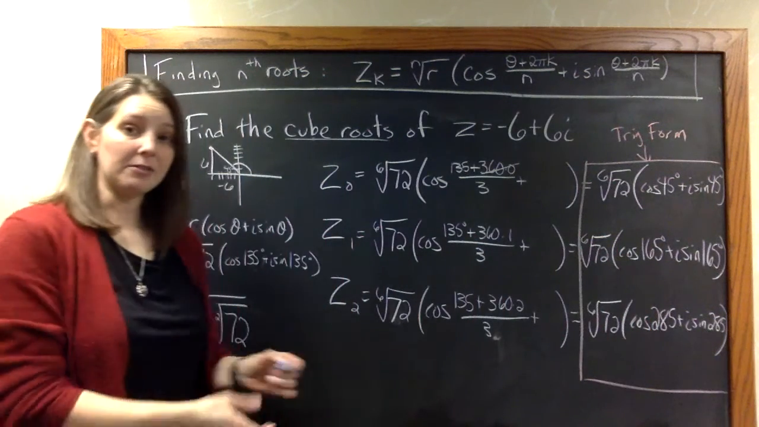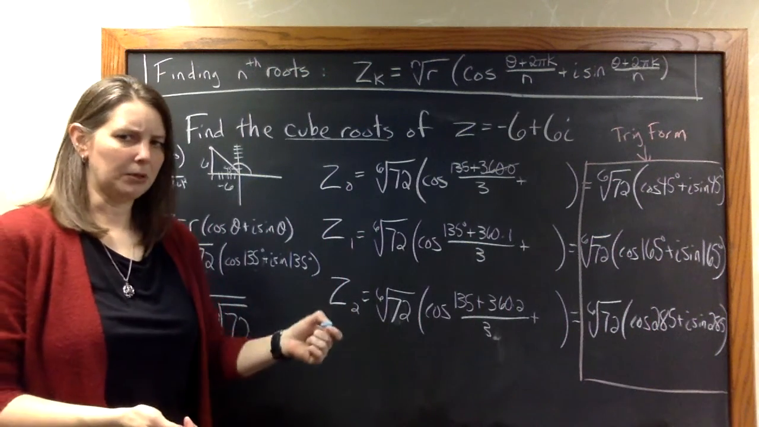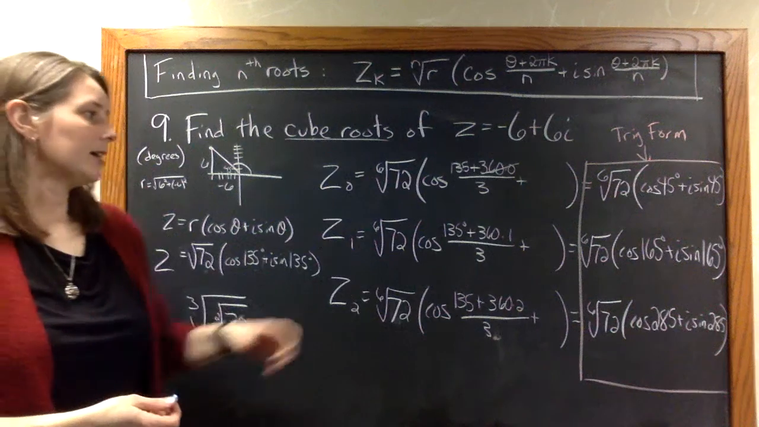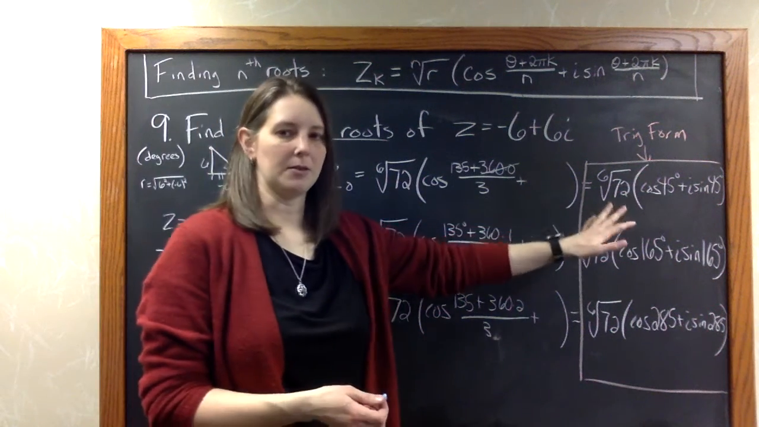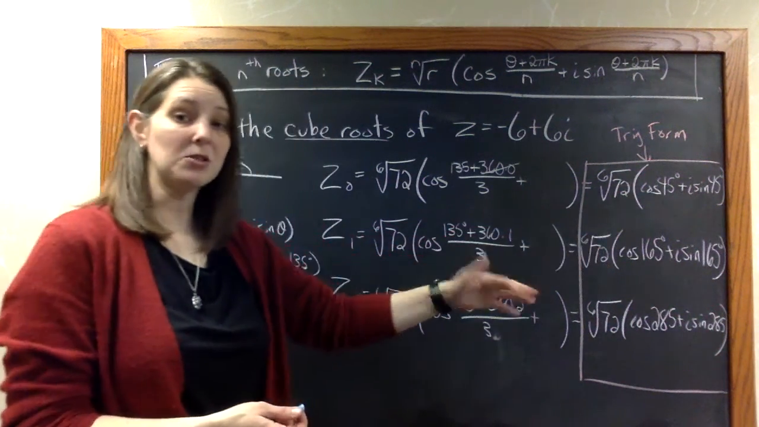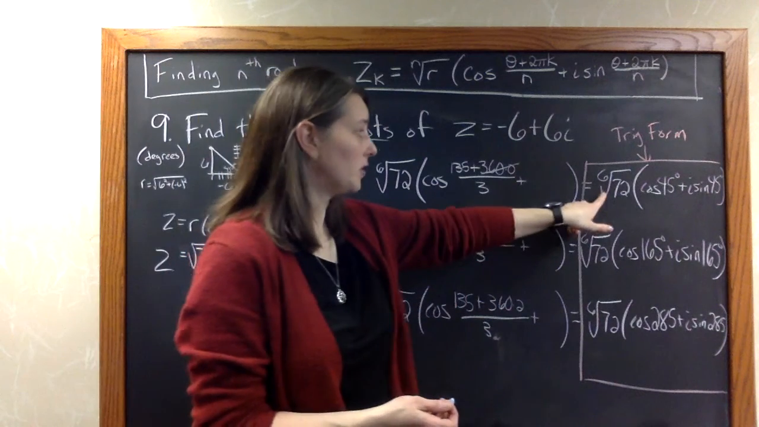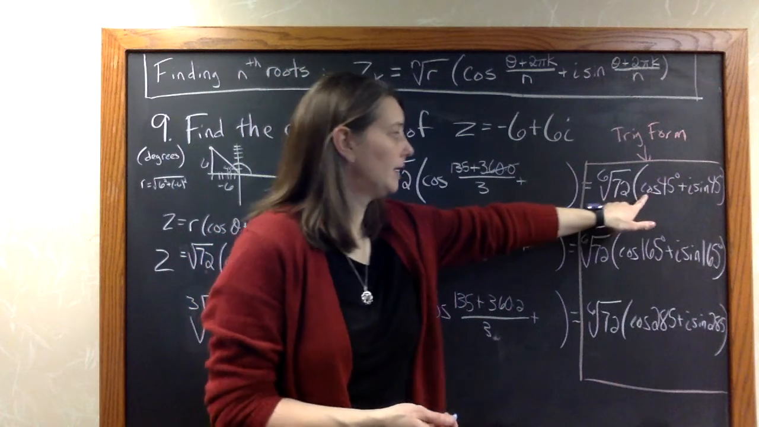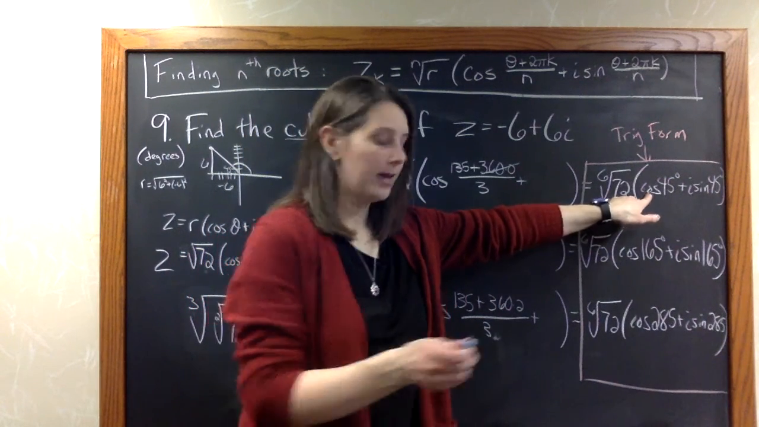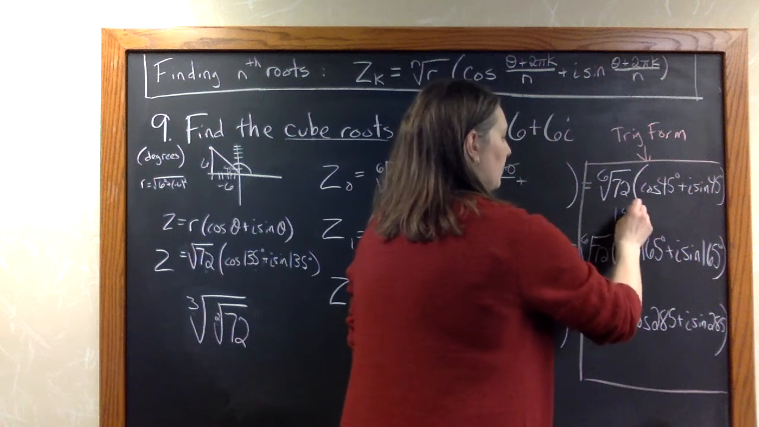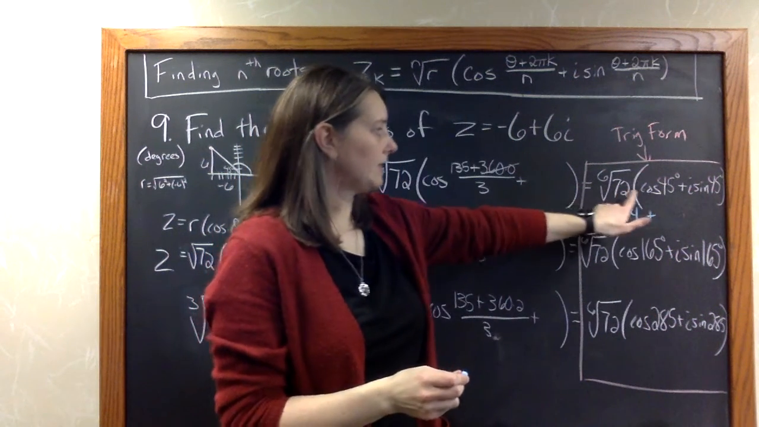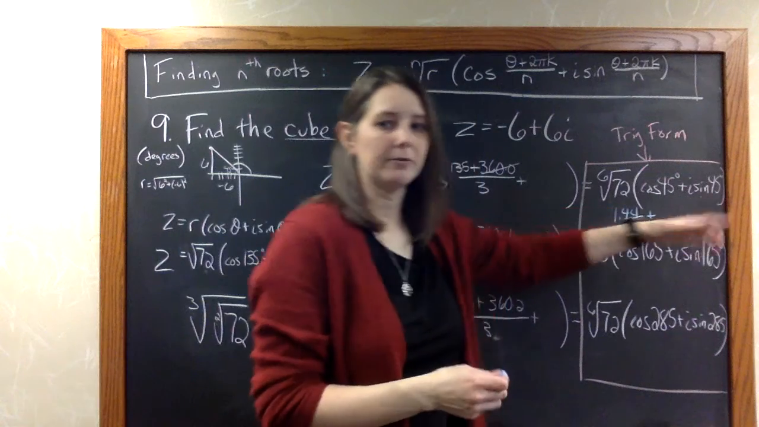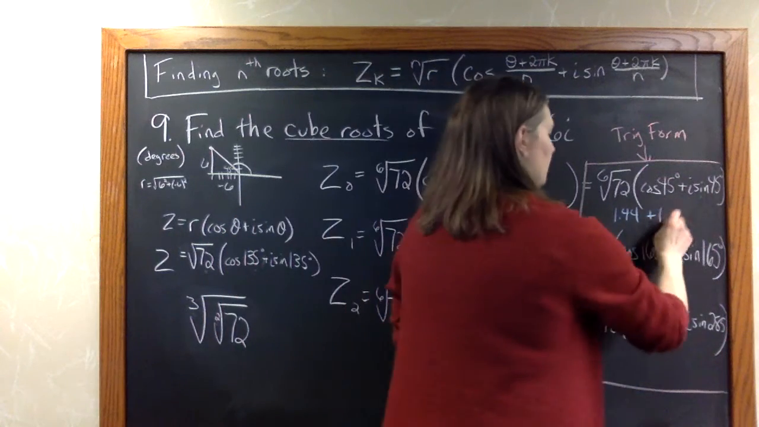Now, if we want standard form as well, I'm going to do those in blue, I guess. These, we can't really do exact value because the 6th root of 72 is going to be kind of a mess. So what you're going to do is just put this into your calculator. You're going to do the 6th root of 72 times the cosine of 45. And when you do that, you get 1.44. And then you're going to do the 6th root of 72 times the sine of 45, which is going to be the same thing, 1.44i.